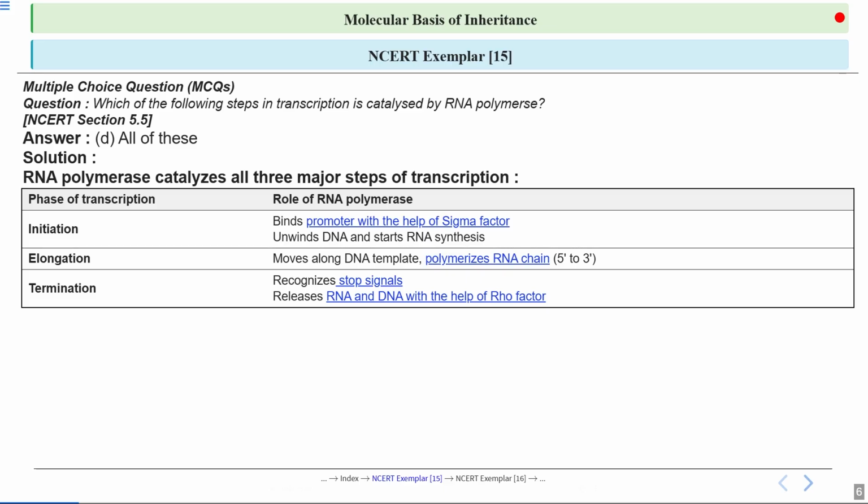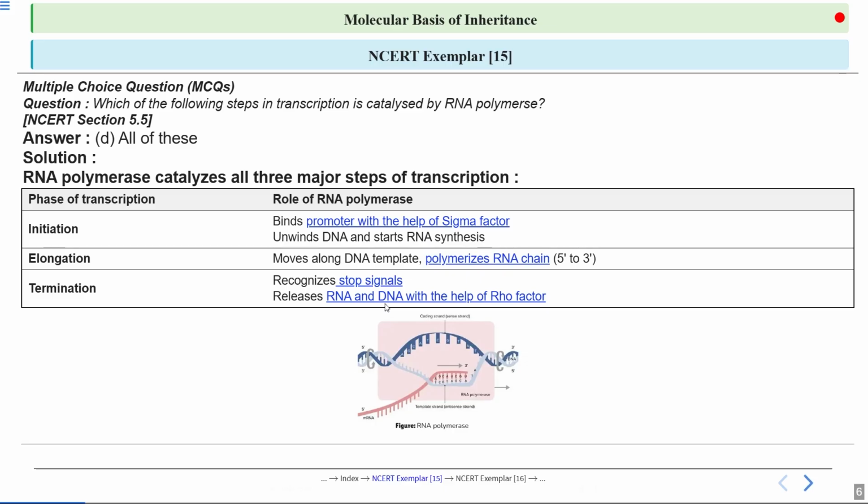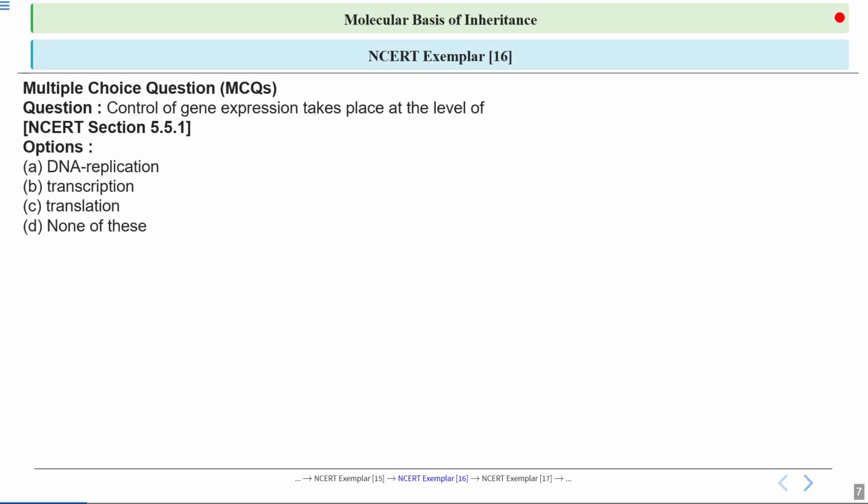Okay. So this rho factor is involved in the prokaryotes. Here you can see in this image, this is the RNA polymerase. This is synthesizing the RNA which is complementary to this template in 5' to 3' direction. Clear? Now let's move on to the next question.